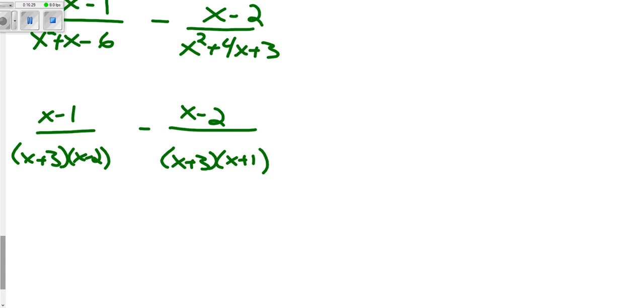Okay, so common denominator. Let's see. I got an x plus 3 in both of these, right? So that's got to be in my denominator. Now, I just list everything. You don't have to do this part here. I just do it so everyone can see what I need.